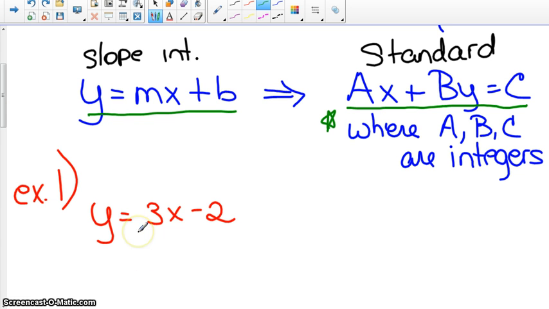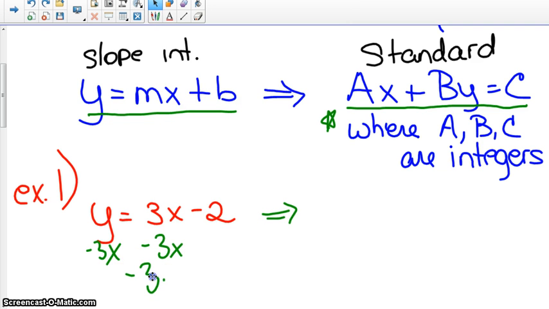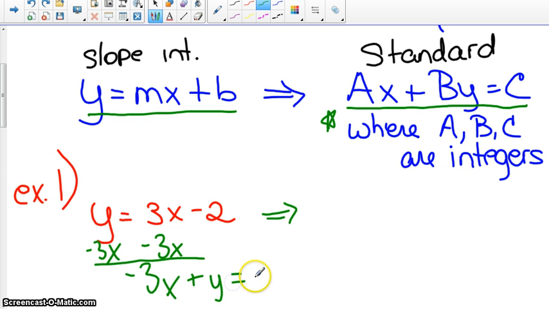So here's slope-intercept form, and we want to put it into standard form. The first thing I want to do is get the x on the other side. So I'm going to subtract 3x, and so I'll have negative 3x plus y equals negative 2. All right, are a, b, and c, in other words, all the numbers here, are they all integers? Yes, they are. So we're okay. So there's standard form.